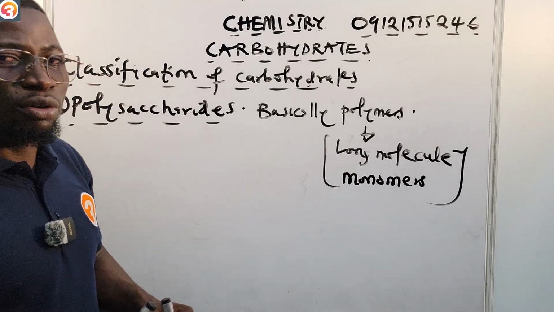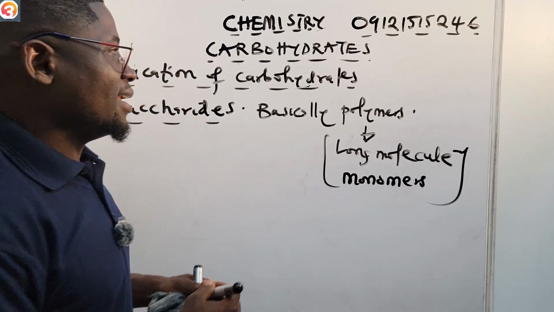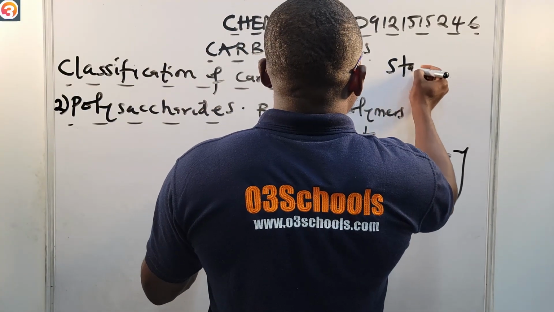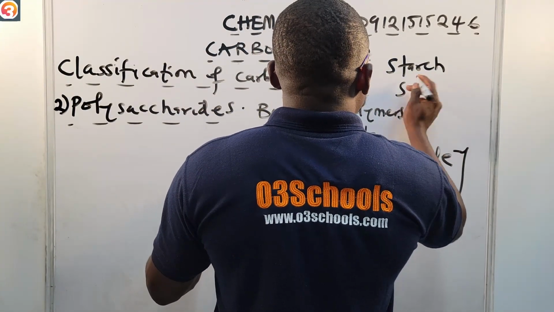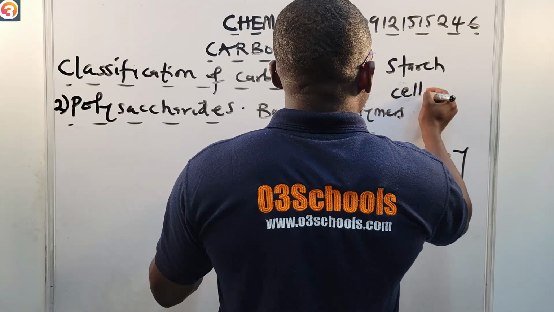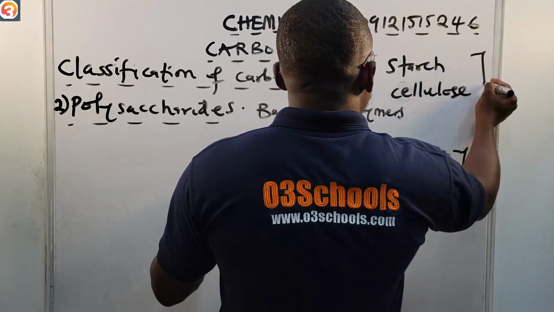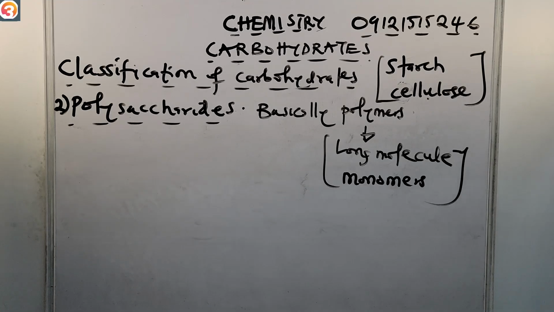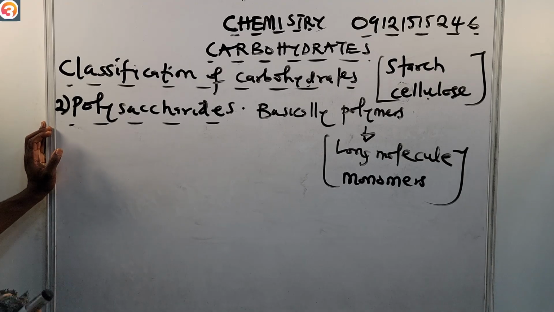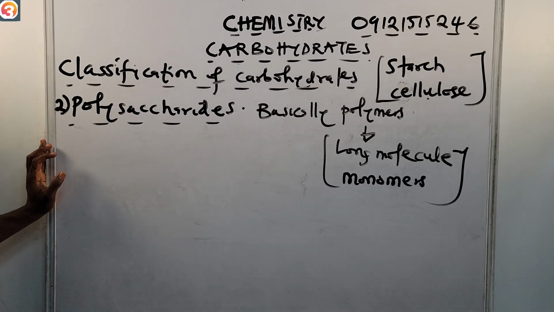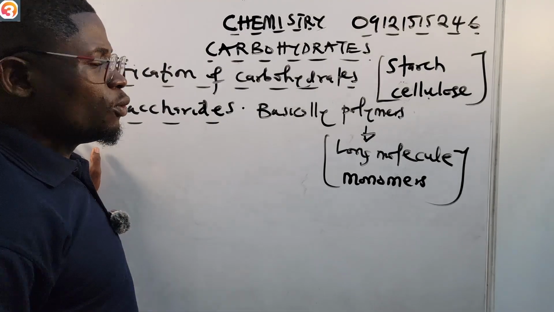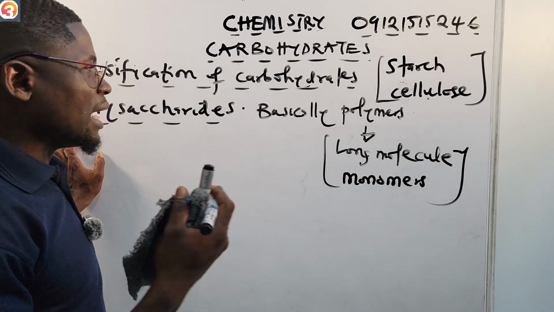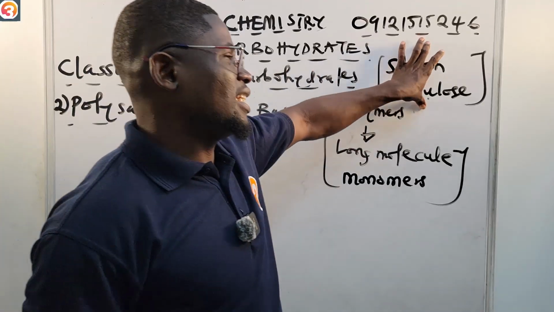Examples of polysaccharides are starch and cellulose. They are long molecules having many monomer units, several monomer units. Examples are starch and cellulose.